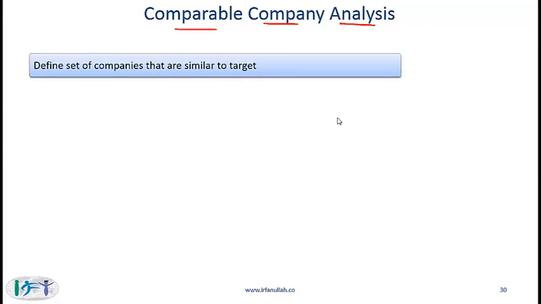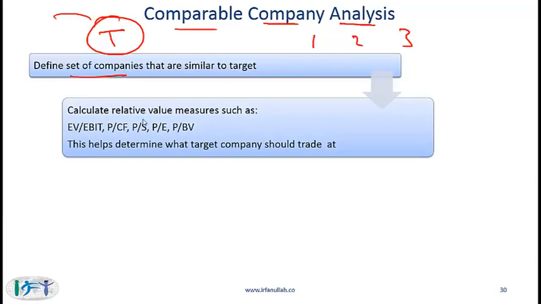Next, we look at the comparable company analysis. I'll define the process and then walk you through an example. The context is that you are trying to come up with the value of a target company T. So the first thing you do is you identify a set of companies that are similar to T, from the same industry, maybe similar capital structure. So let's say you identify 1, 2, 3 companies that are quite similar. Then you calculate the relative value measures such as the enterprise value to EBIT, price to cash flow, price to sales, etc. So you come up with the multiples for these 3 companies.